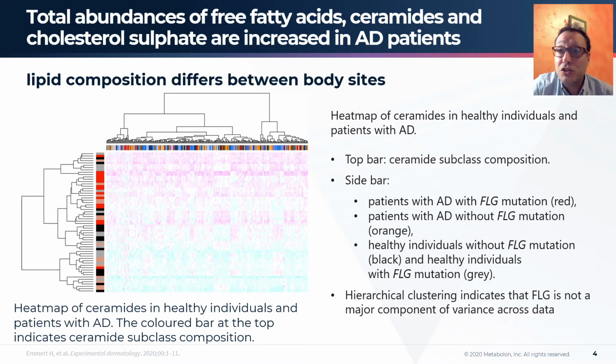Analysis of variance showed that samples cluster mainly according to atopic dermatitis versus control, rather than FLG mutation versus wild type, confirming that atopic dermatitis is the major component of variance across the data. In fact, notably, samples then cluster according to skin sample site.